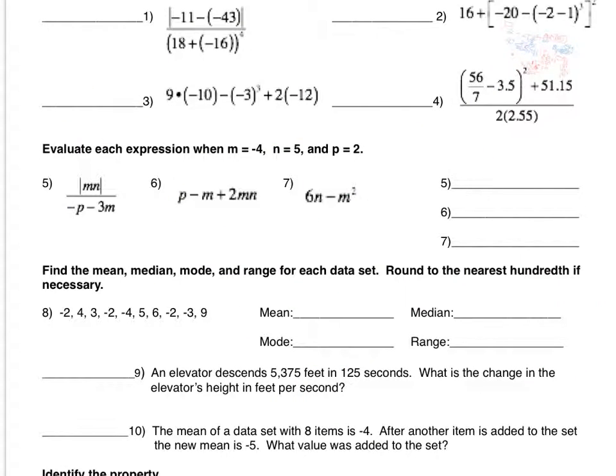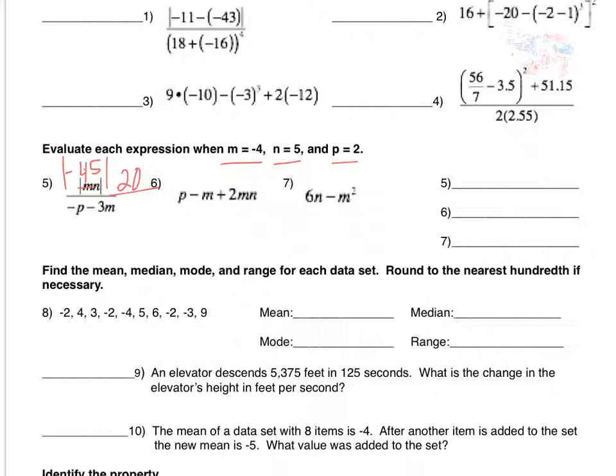I got the work from numbers 1 through 4 out of the way, so we can take a look at 5, 6, 7, and that is when we are evaluating algebraic expressions, when we know the value of the variable. So in number 5 we have m times n, so we have a negative 4 times a 5, which is a positive 20, because it is inside those absolute values. So we have 20 in the numerator.